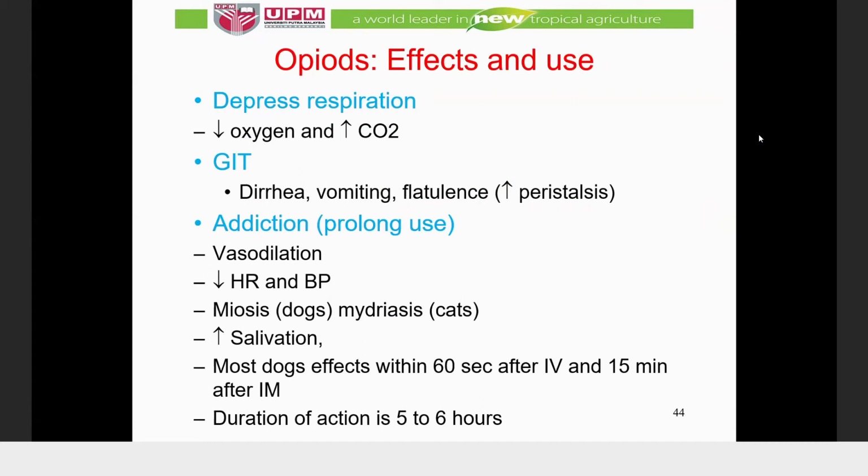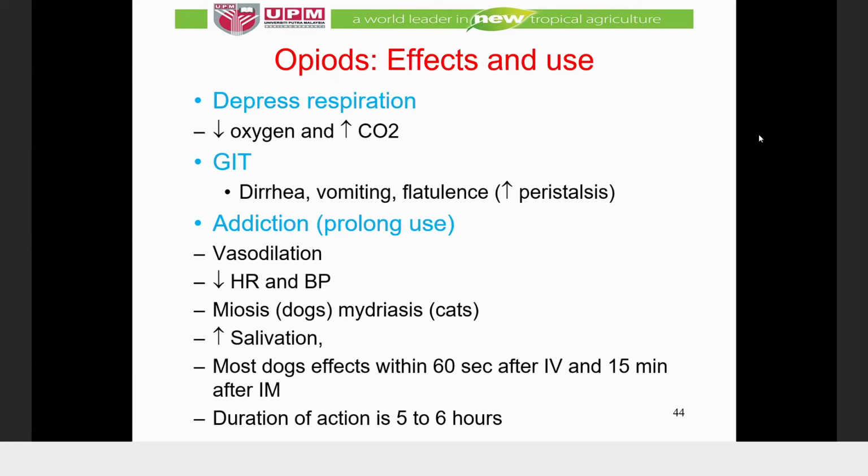Okay, effects and uses. We already discussed them, but let's briefly go through the slides. They depress respiration, which is important from an anesthetic point of view. When they depress respiration, they will decrease oxygen, right? And they increase the carbon dioxide, right? When they increase the carbon dioxide, what will happen? It increases the blood pressure. I'm not going into detail, just stop here. They decrease oxygen, so they increase the carbon dioxide. Effect on GIT: they cause diarrhea, vomiting, and flatulence by increasing the peristalsis.